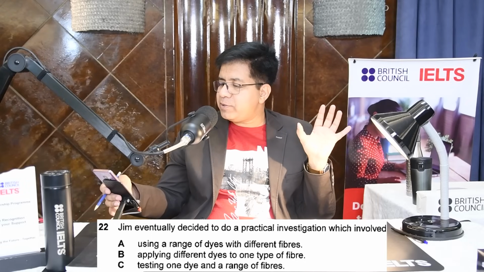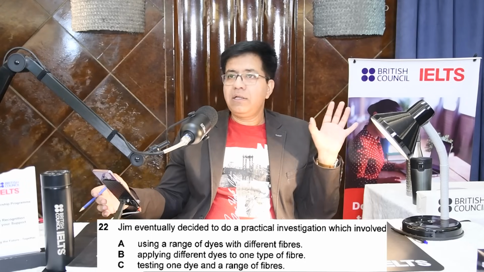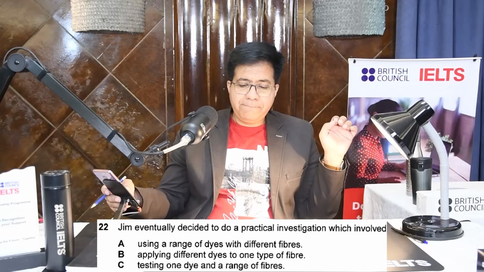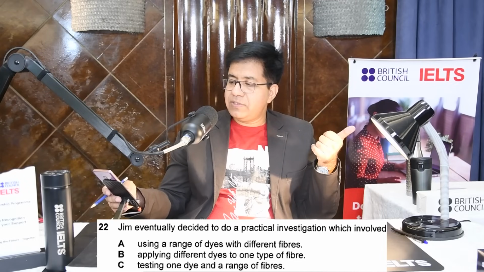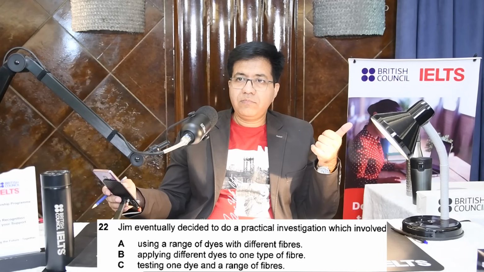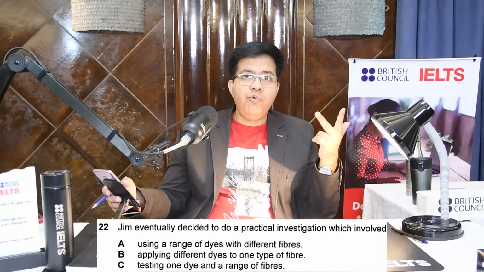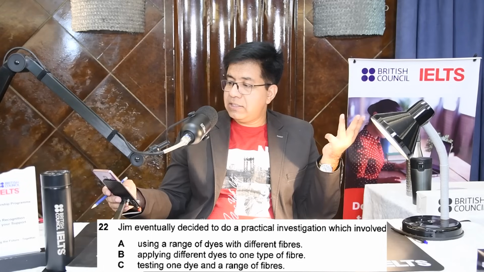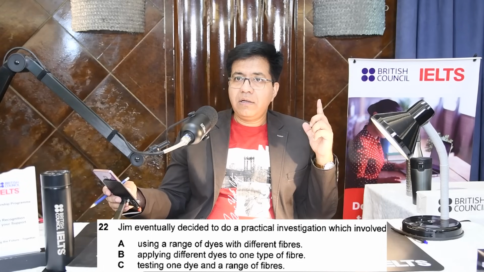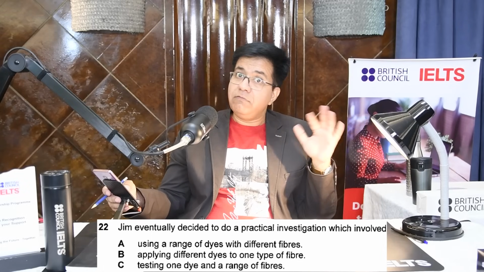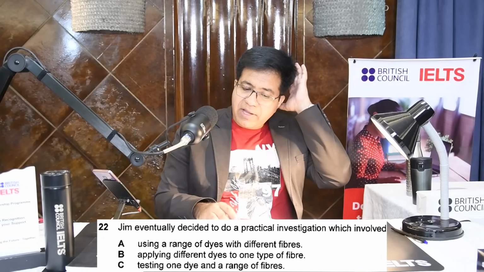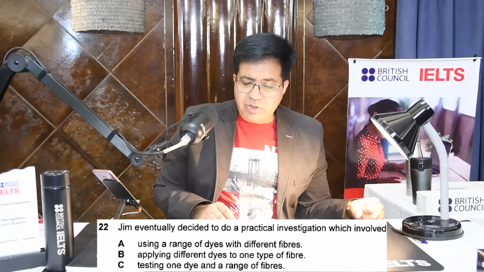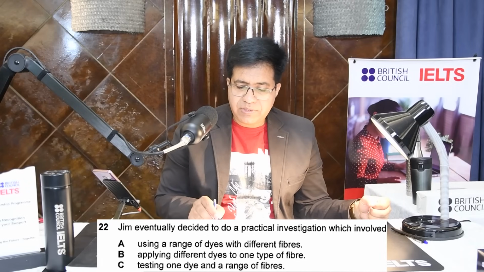Please focus on this part again. Include a practical investigation. Like cotton, and see how different types of dyes affected it. Yes. Then I decided to include others as well. See, then I decided to include others. So I looked at cotton and wool and nylon. Cotton, wool, nylon. Now they are fabrics. With just one type of dye, various types. So dye is various and fabric is also various. That is why it is option A, using a range of dyes with different fibres.